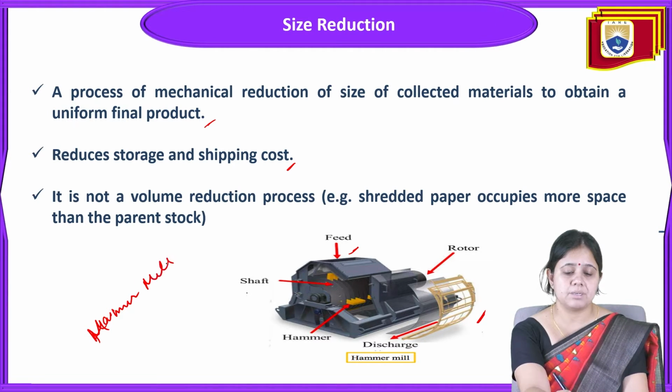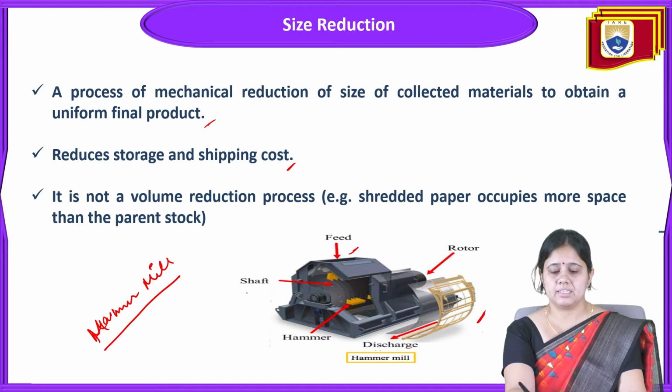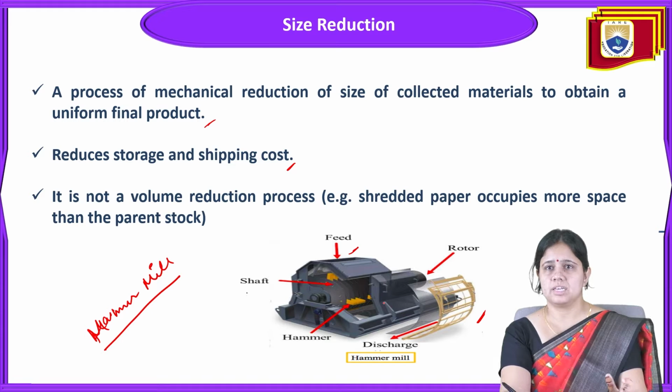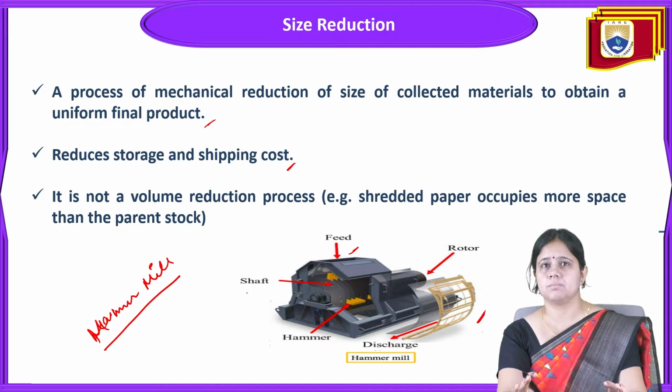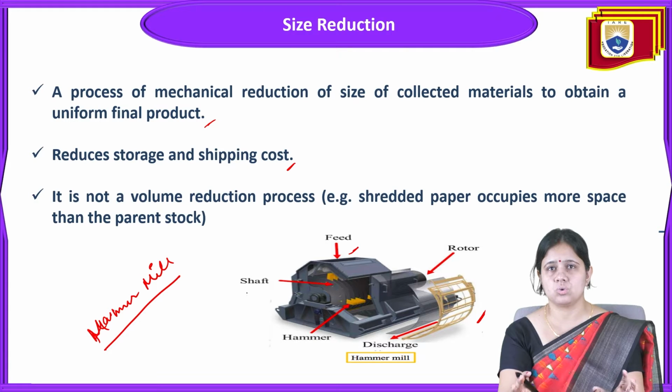Many devices are there, but a very common device is the hammer mill, where a feed is there, then a shaft, a rotor, and a hammer. With all these, the size of the collected waste will be reduced. This is a mechanical reduction of size of collected material to obtain a uniform final product, and it helps in reducing the storage capacity and shipping cost also.